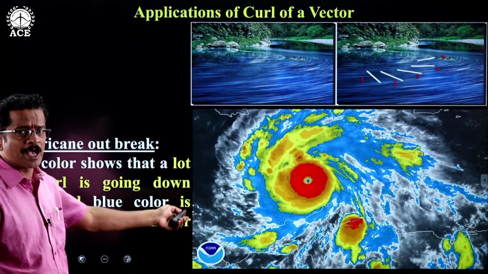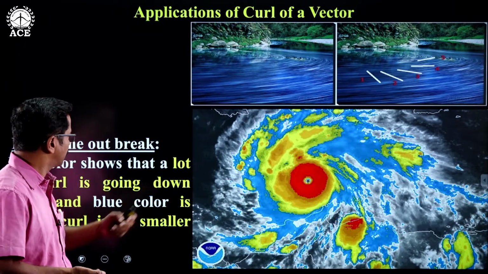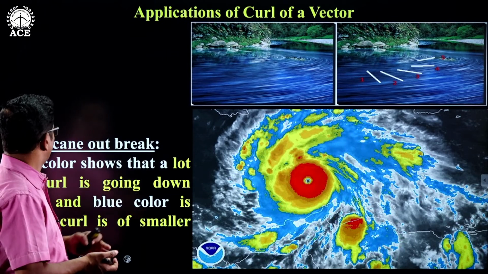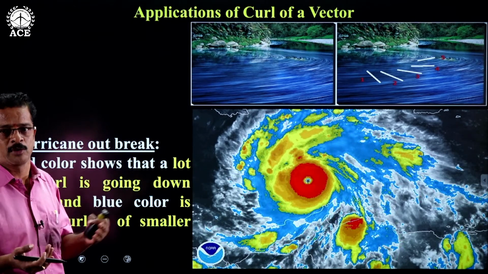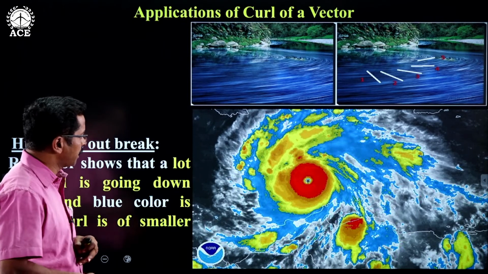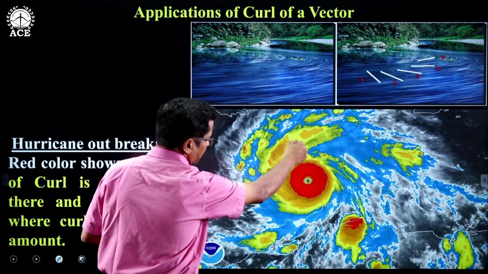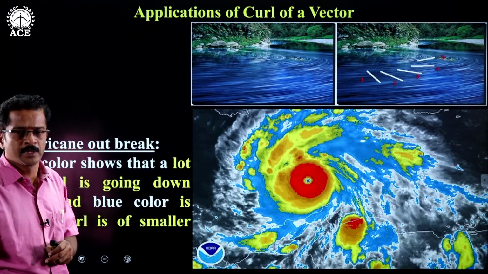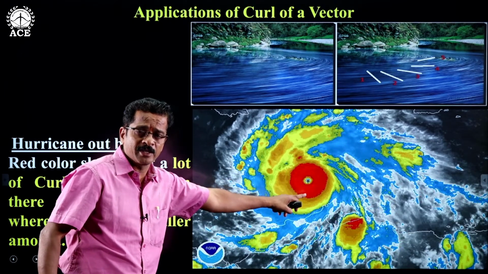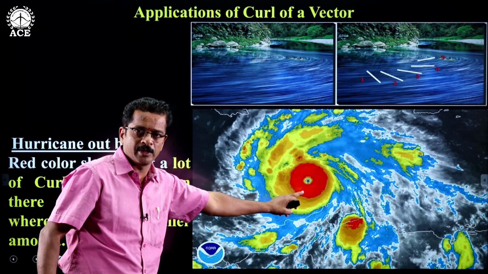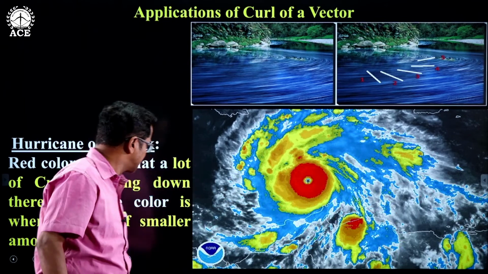So when storms happen, in case of a hurricane outbreak, very heavy storms happen. Here the rotational part exists in red color. We are able to see in the picture the rotational part, where curl is maximum. Curl value is very high there.